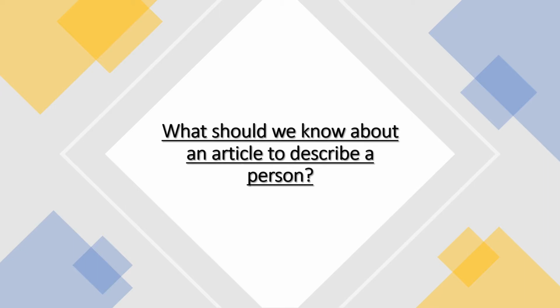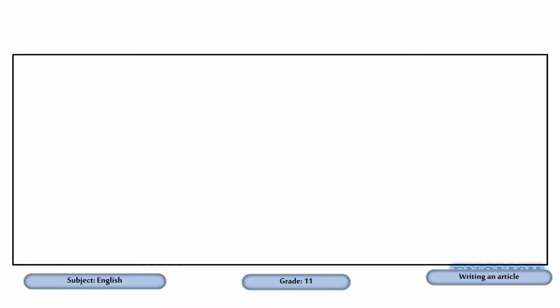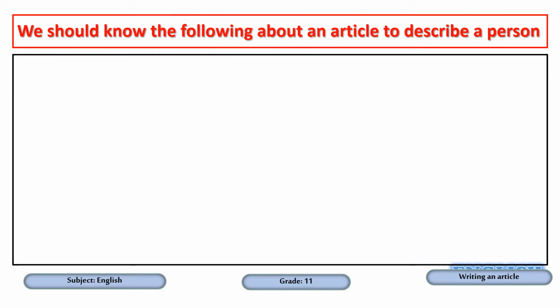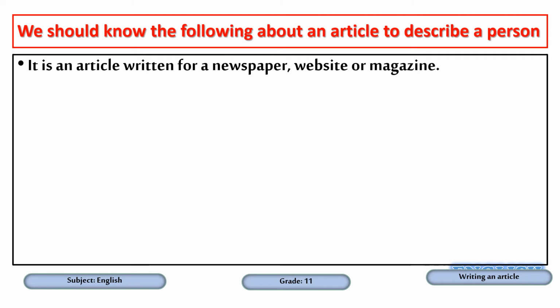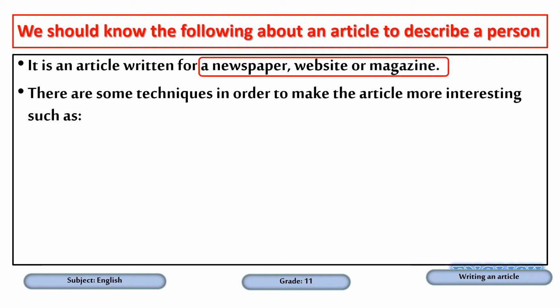Before writing the article describing a person, we should know some information about the article. Let's go. We should know some information about an article describing a person. First of all, where can we read and find an article describing a person? We can find an article describing a person in a newspaper, website, or a magazine.